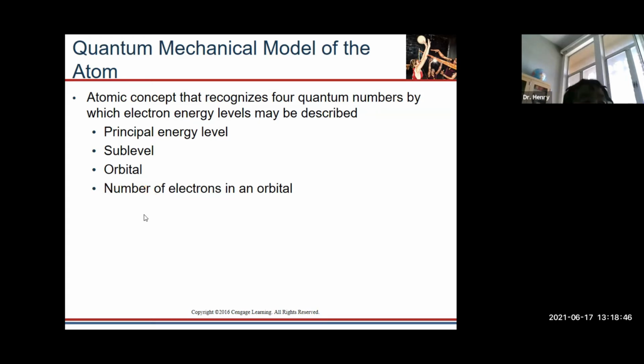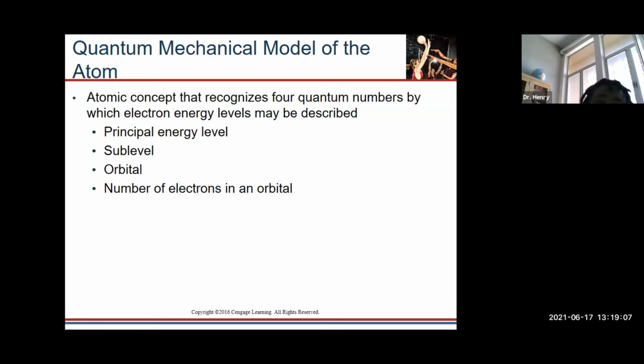And then we have what we call orbitals. An orbital can contain 2 electrons. We'll talk about this more later, so I'm just giving you the facts right now. And then there's also the way that it goes, which direction it goes, so the spin.